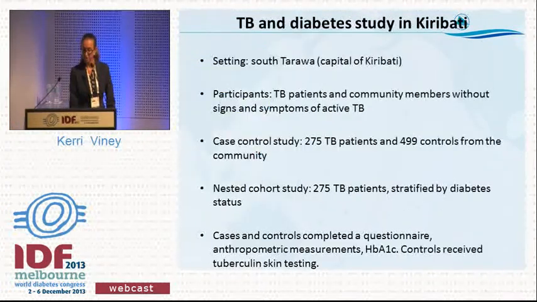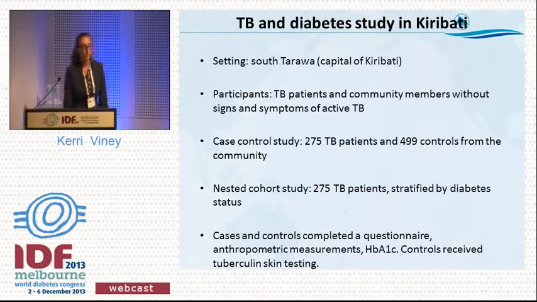So we did a very simple case control study where we recruited 275 TB patients and 500 controls from the community who were all screened for TB. So if they had any signs and symptoms of TB, they weren't in the study. We then followed up the 275 TB patients in a nested cohort study, and we looked at the outcomes and compared TB patients with diabetes to TB patients without diabetes.